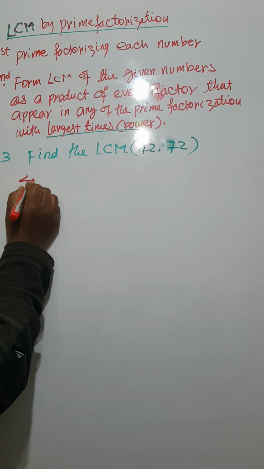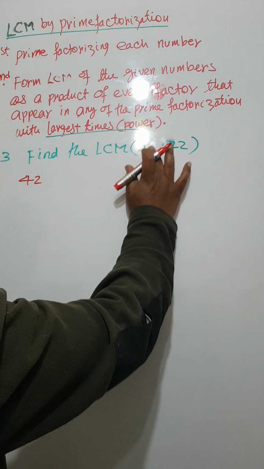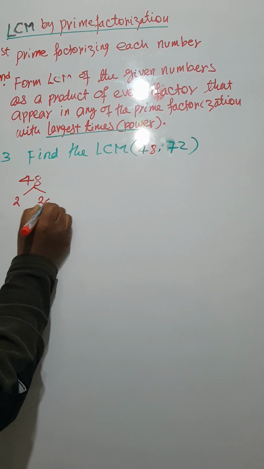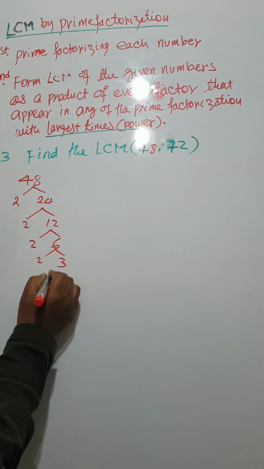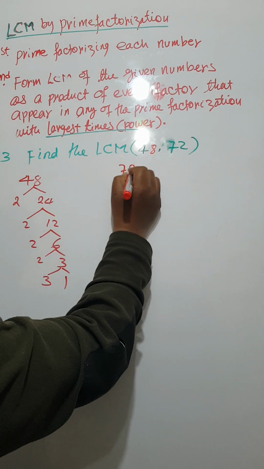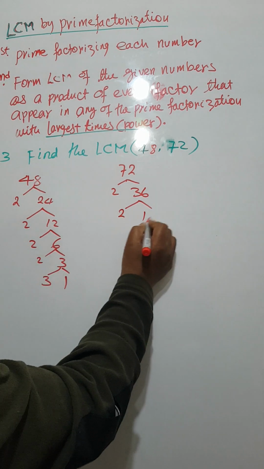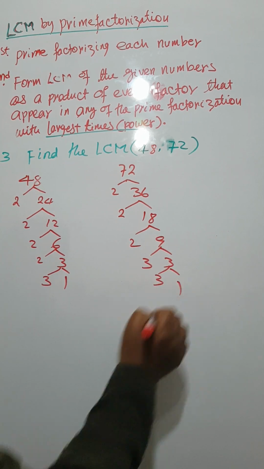Now 48: divide by 2 to get 24, by 2 is 12, by 2 is 6, by 2 is 3, then by 3 is 1. Now 72: by 2 is 36, by 2 is 18, by 2 is 9, by 3 is 3, then by 3 is 1.